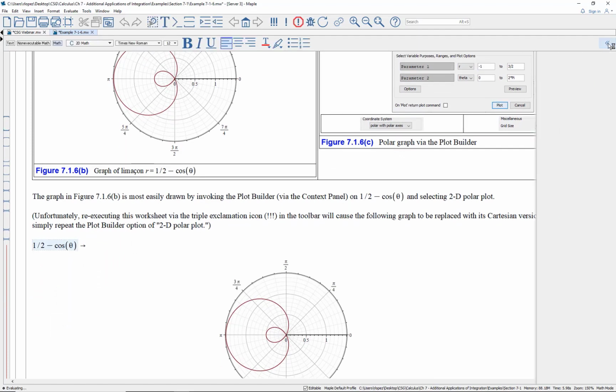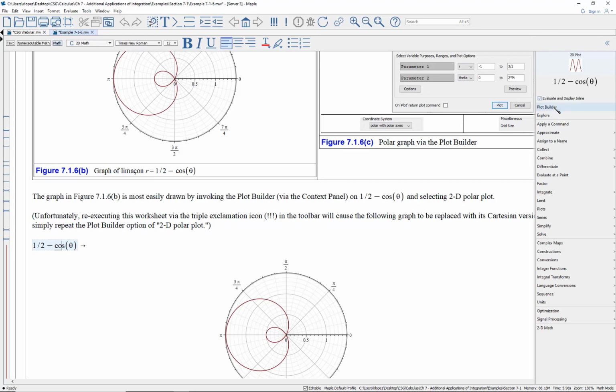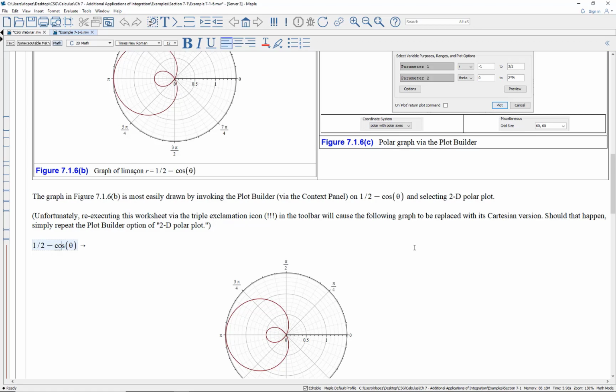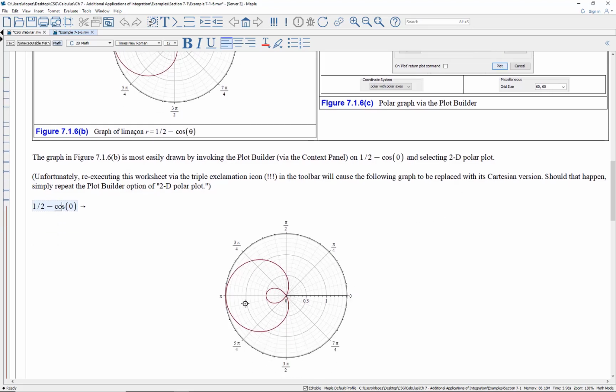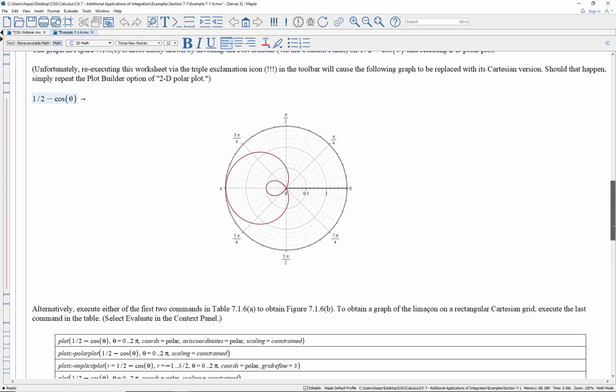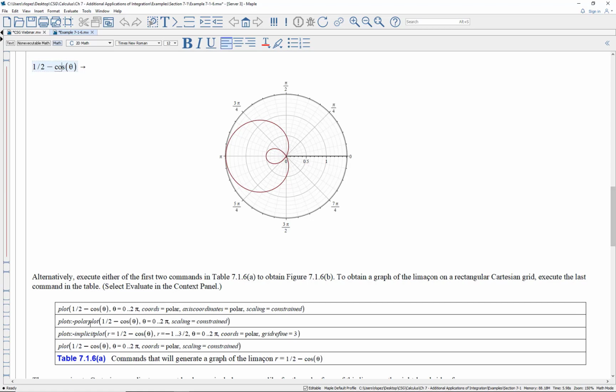So here you would go to the context panel and say, pick the plot builder. You bring up the plot builder, select 2D polar plot. You get your 2D polar plot, and automatically the grid is the polar grid. Here you have some commands that will draw this graph.